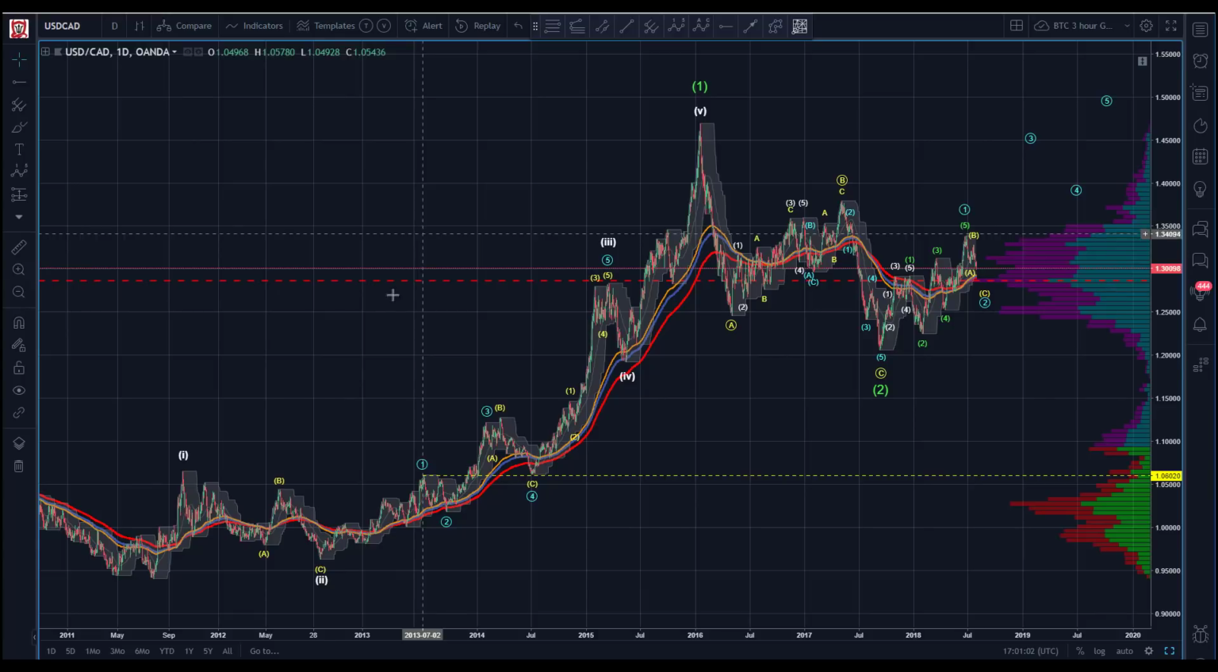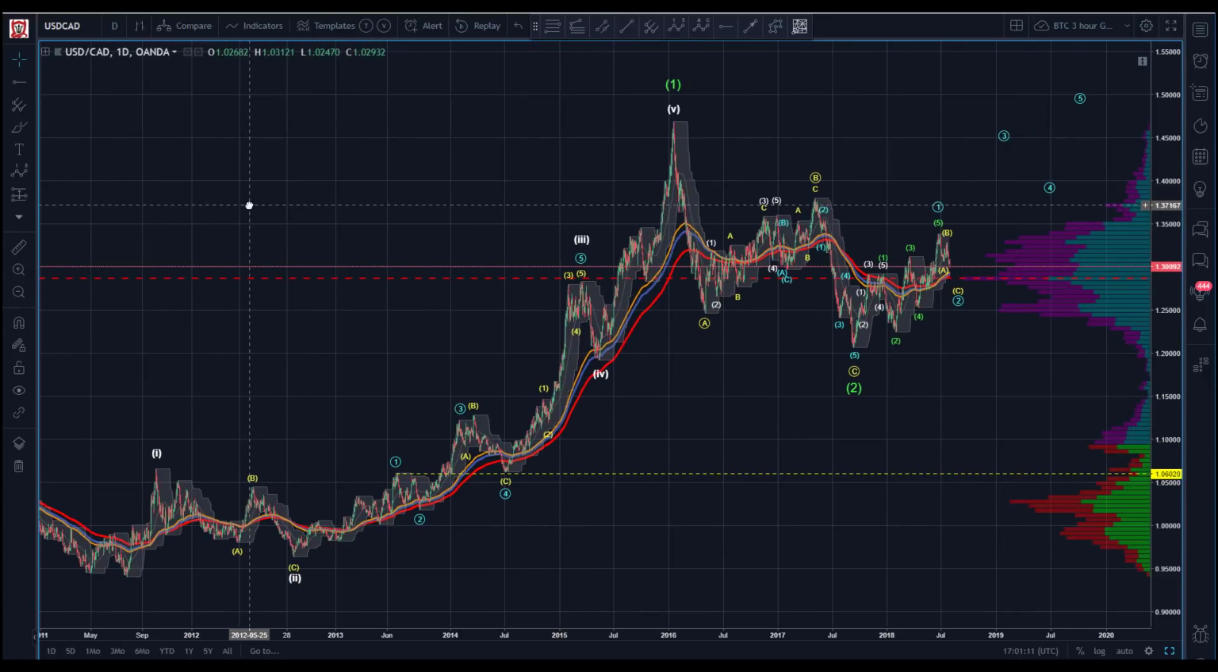Now it's not the easiest count I've ever had to work through. There's some complexity in getting this third just right, but I think we've got a decent count. I'm going all the way back to the 2011 low, almost to the date, July 28th of 2011, and we peak up here January of 2016. So talk about a sustained trend.